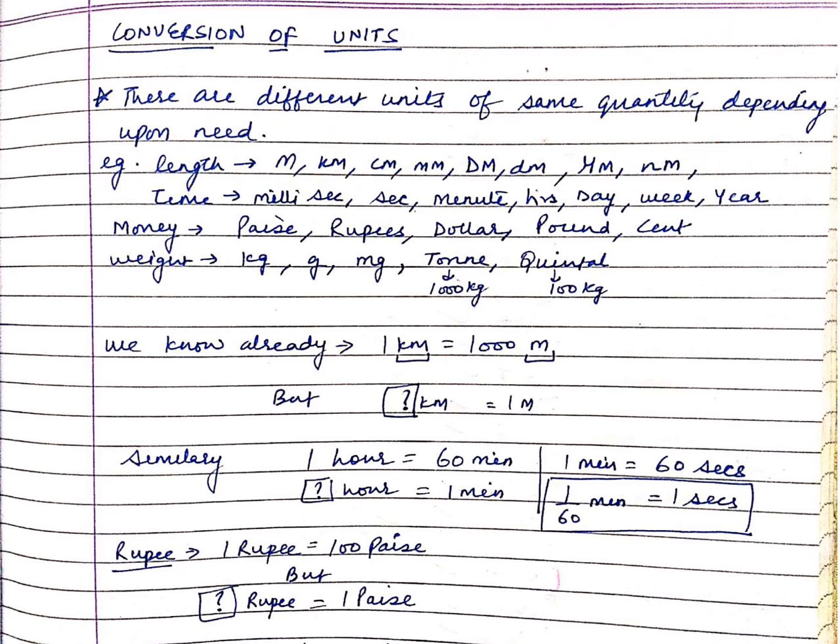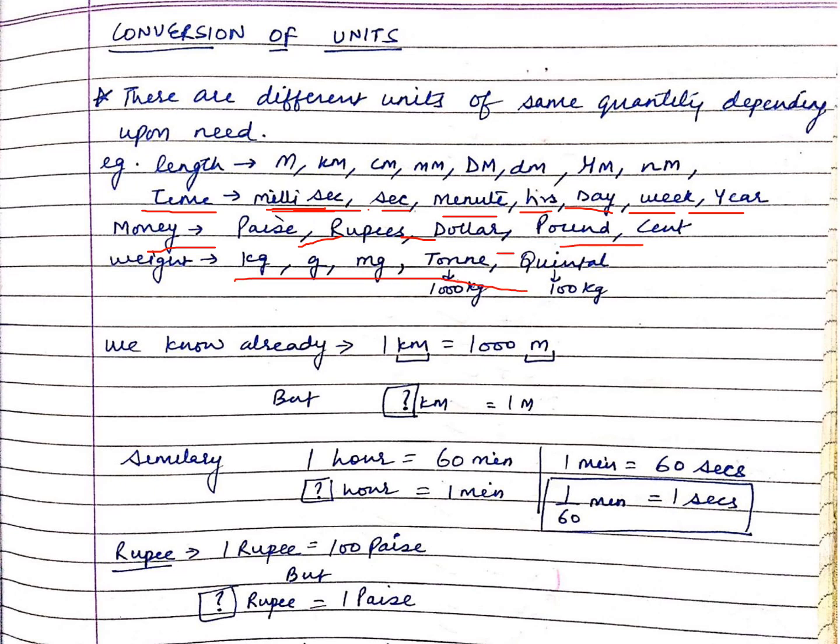Similarly, the second thing is time. Time also has many units, like milliseconds. Milliseconds are used in races. You must have seen people racing on race tracks, and sometimes they have a difference of milliseconds, so it helps there. Then we have seconds, minutes, hours, day, week, year. Again, from a very small unit to a very large unit. Then we have money: paise, rupees, dollar, pound, cent, and similarly weight also.